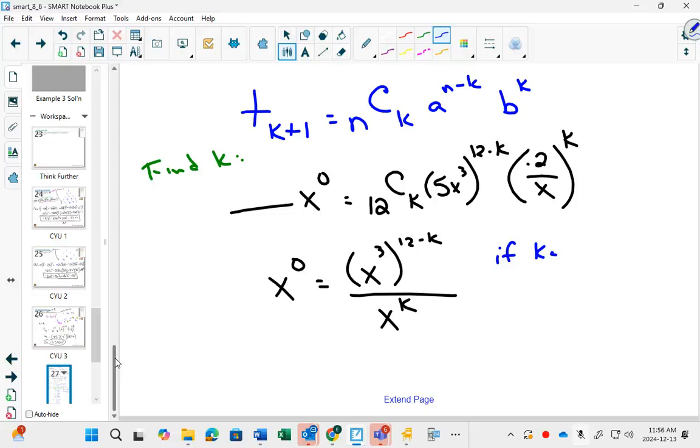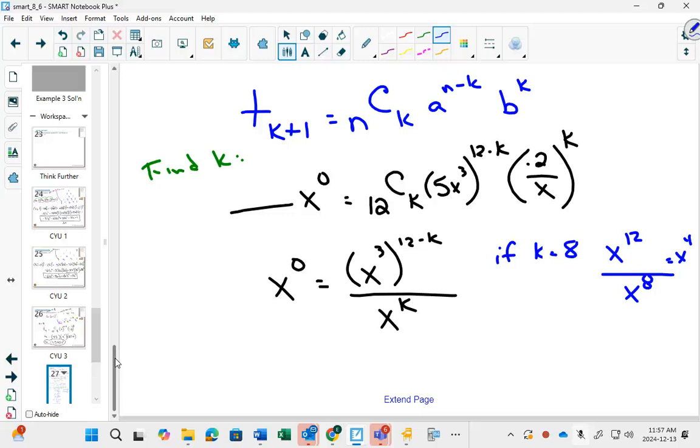8. So if k is 8, can you see that in your denominator you would have an x to the 8? And 12 minus 8 is 4. X cubed to the 4 will give you an x to the 12. This simplifies to x to the 4. We still have x's left. They didn't all cancel. Do you need the number in your denominator to be bigger or smaller? Bigger. Okay, you get one more guess.